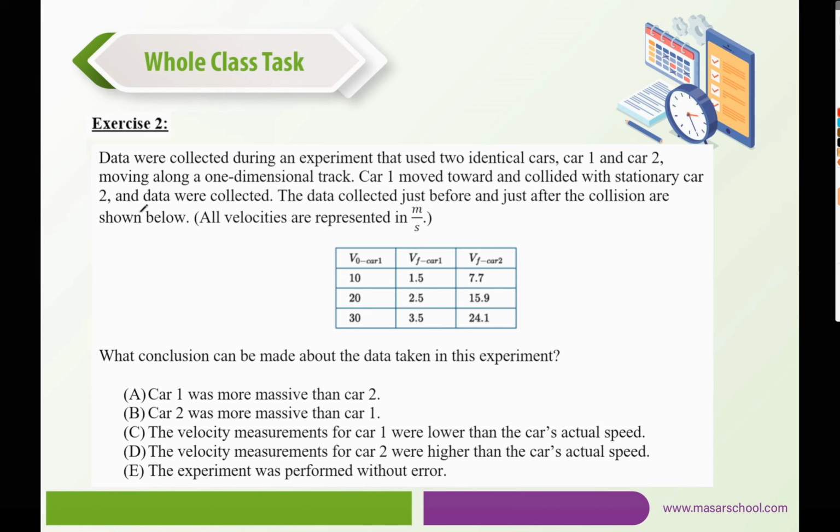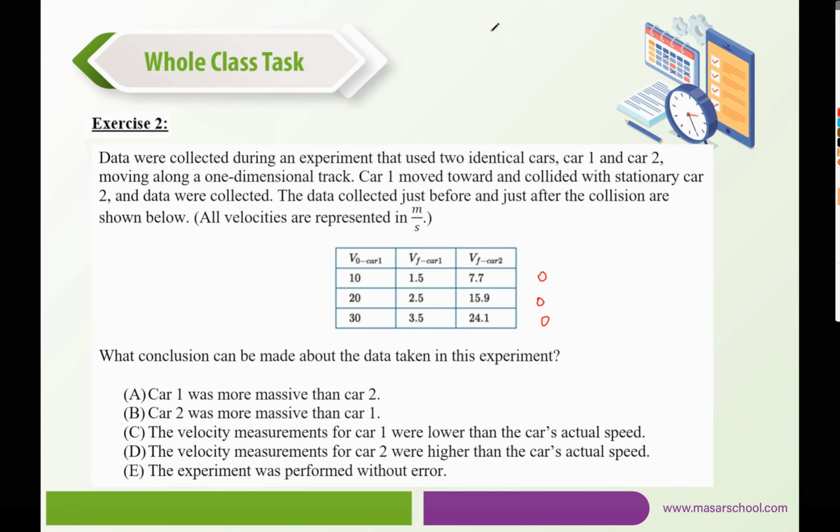Now, exercise 2. Data were collected during an experiment that used two identical cars, car 1 and car 2, moving along a one-dimensional track. Car 1 moved toward and collided with the stationary car 2, and data were collected. So car 1 is moving, this is the initial speed of car 1, and that's the final speed of car 1. Now car 2, initially the speed was 0, so this is 0, 0, 0, and the final velocity is given by these. The data collected just before and after the collision are shown below. What conclusion can be made about the data taken in this experiment?